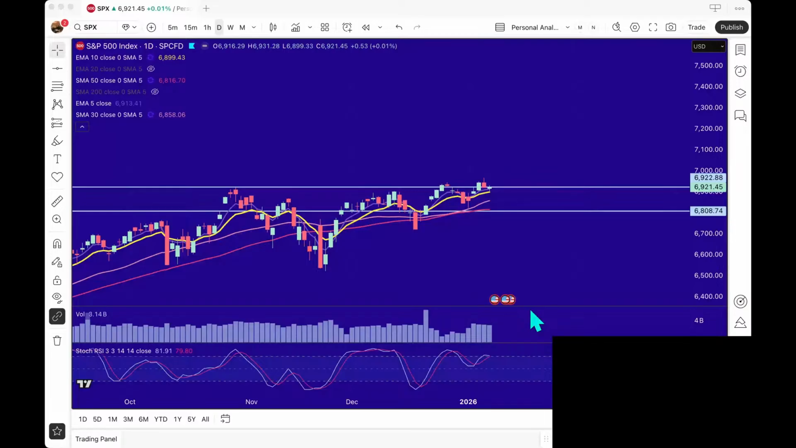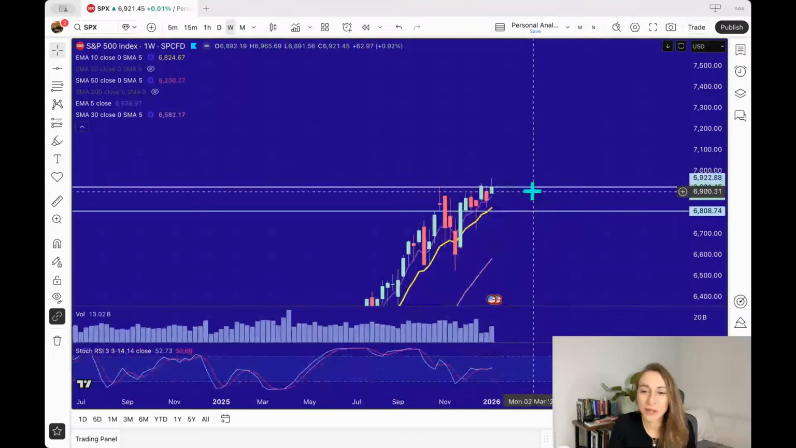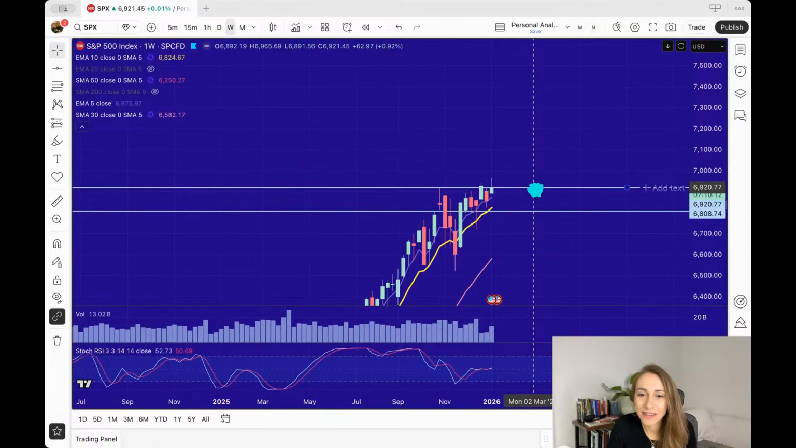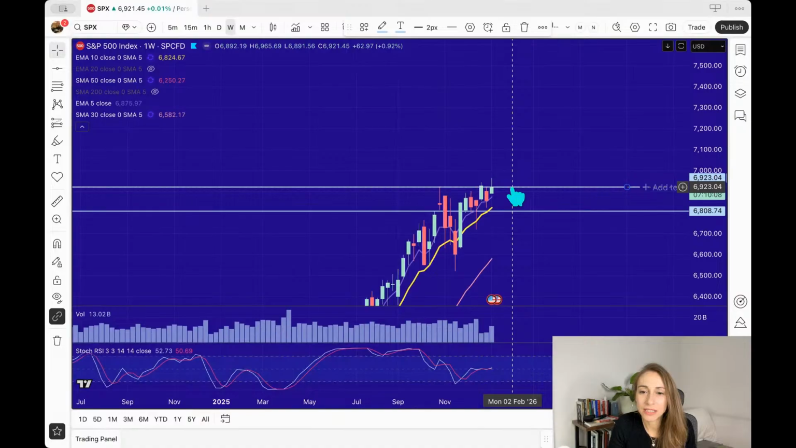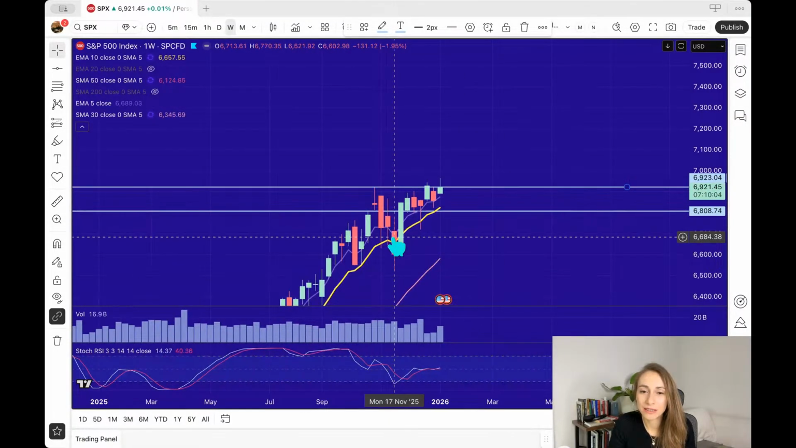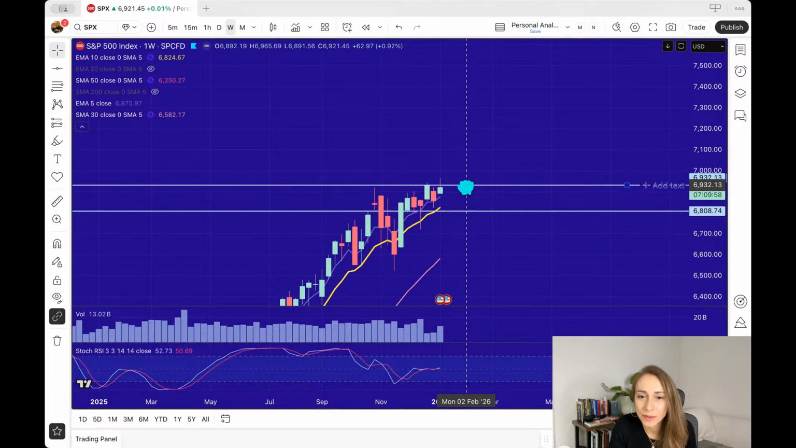So let's go into the window here. All right, so it started the analysis on the weekly. Just a quick little adjustment here. So here I marked an area where we rejected. Well, we rejected once, and then we have been having a hard time coming over this area here.